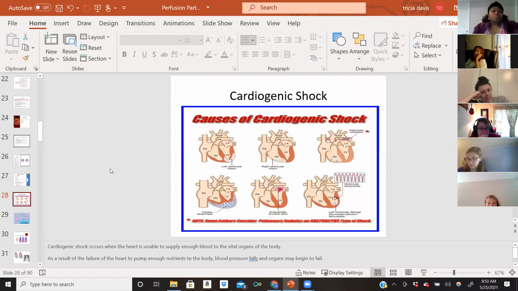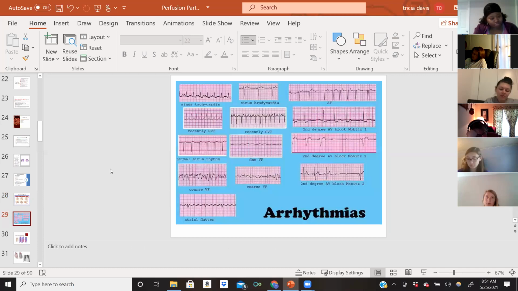All right, so cardiogenic shock is also something that we can see as a result of heart failure. Cardiogenic shock occurs when the heart is unable to supply enough blood to all the vital organs of the body. The blood pressure falls and organs begin to fail. We're going to talk more about this a little further down, but this is a nice slide to show you actually what's going on in the body. These are the different arrhythmias that we may see. This is actually a good sheet for you guys to look at for studying. Got your V-fib in there, your A-flutter, your A-fib, your sinus brady, sinus tachycardia.